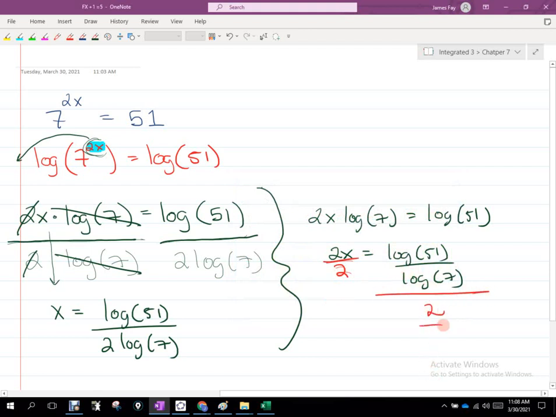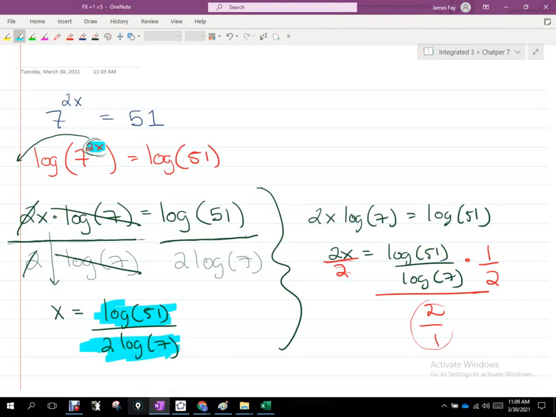When I divide by 2, it's really divided by 2 over 1. So I've got a fraction divided by a fraction. Anybody remember how to take a fraction divided by a fraction? You're going to take this thing here. You take the bottom fraction, and you find its reciprocal, and you multiply it by the top fraction. So what's 1 times log 51? Log 51. What's 2 times log 7?